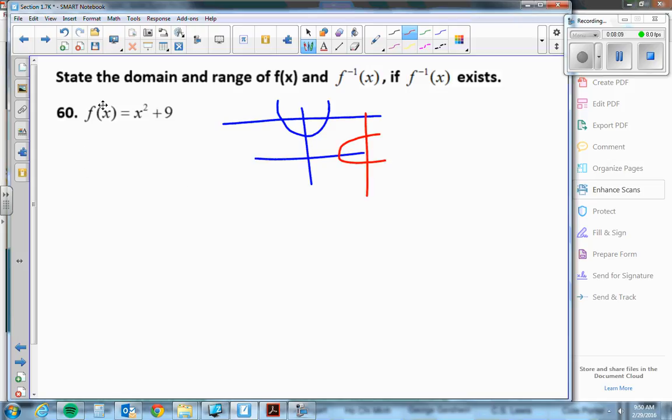So now it does say state the domain and range of the original, and then find the inverse function if it exists. So the domain and range we still need to do. It's a parabola, so the domain is all real numbers. We shifted up 9, so the range is simply from 9 on up. But once again, the inverse function doesn't exist. So you don't have to worry about writing it out.